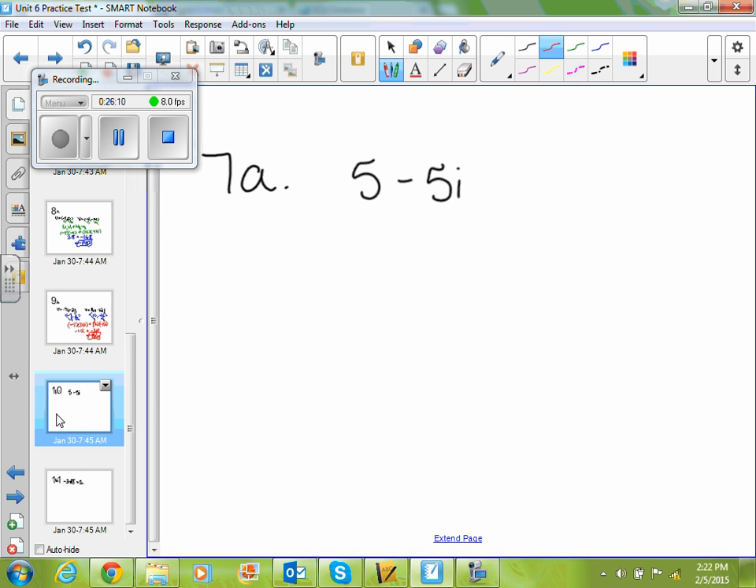Alright, so then 7 was finding the trig form of a complex number. So there's two things we had to know for finding the trig form of a complex number. The first is our r, which is the square root of a squared plus b squared. The second is our theta, which is tangent of theta equals b over a.